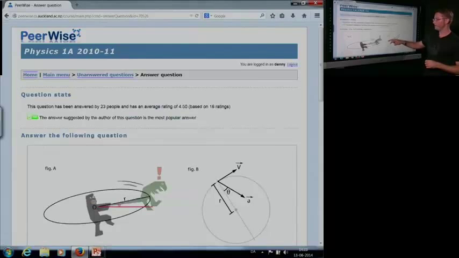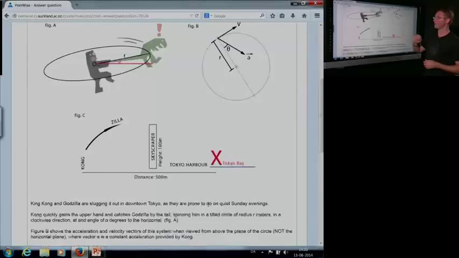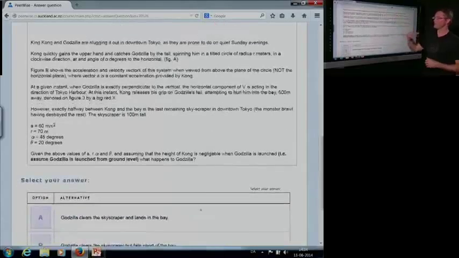So you can see this is a question that was authored by a student, and a lot of creativity has come through. So here the student is describing a battle between King Kong and Godzilla, but all of the important physical concepts are being assessed. So the idea is, given a particular radius of circular motion and a particular velocity and acceleration vector, will King Kong be able to throw Godzilla over the building and into the Tokyo harbor? So all of the information about the question is shown here. This is written in the student's own words.